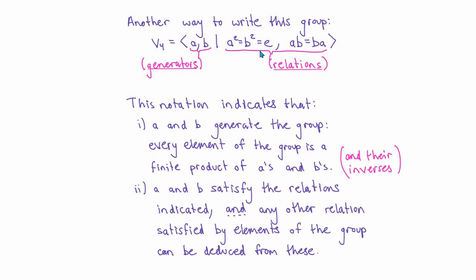Now, the relations are just equations involving the generators and the identity element of the group. And the second thing that this notation indicates is that the generators satisfy all of those equations, and that any other relation satisfied by the elements of the group can be deduced just from these relations. Now, in practice, when you're trying to write a group using generators and relations, that's usually the really tricky part to check.